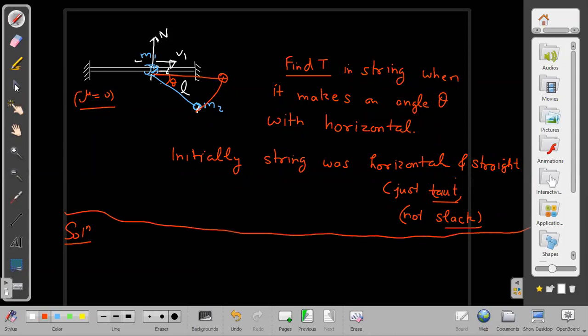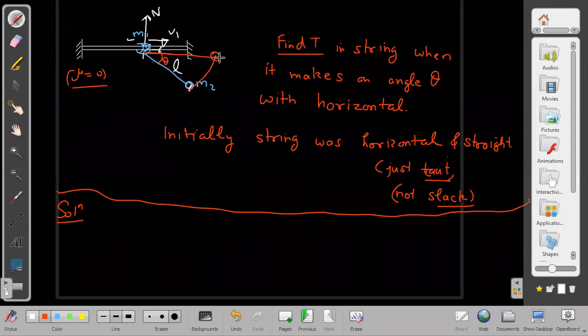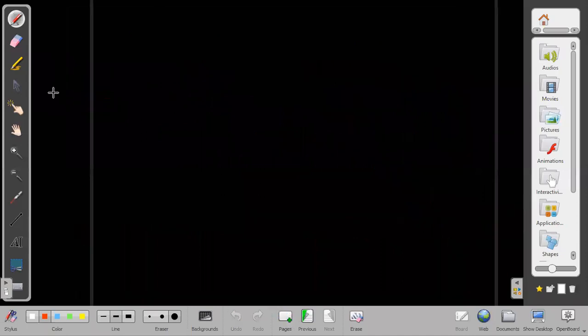Solution starts here now. In the blue position of the same string, initially the string was in the red position. Now it is coming to the blue position, and while it is in the blue position, we want to find out the tension. To do that, first of all, let us make a simplified diagram in which I want to represent the velocities of these masses.